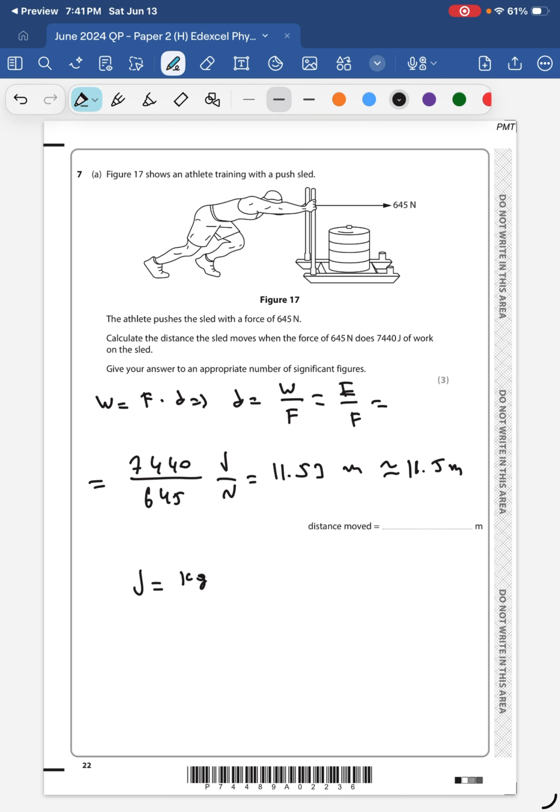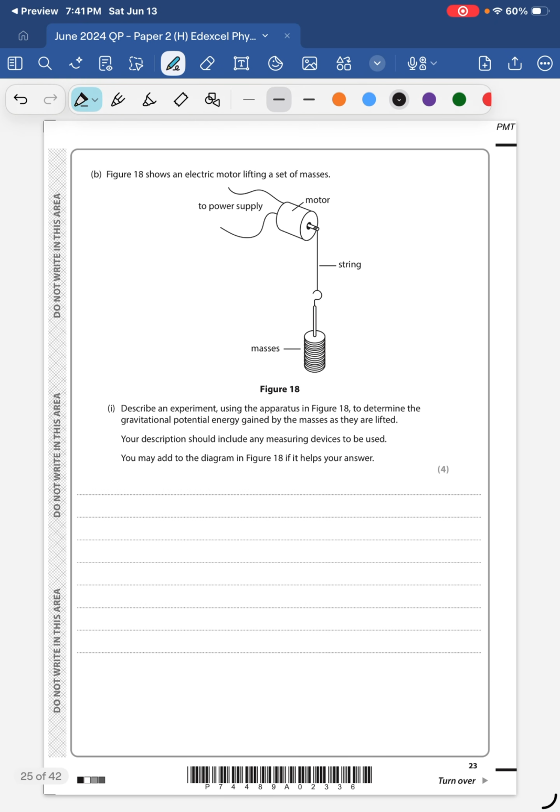So joules are equal to kilograms times meters over seconds squared. And if I divide by newtons, newtons are kilograms times meters over seconds squared. So kilograms cancel, seconds cancel, and we are left with meters. Okay, let's move on. B.